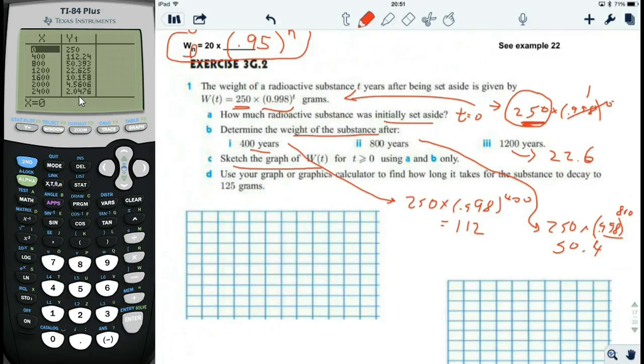Sketch the graph of W(t) for t greater than or equal to 0 using A and B only. Okay, so you only have a few points. Your points are (0, 250), (400, 112), (800, 50), and (1200, 22). So let's use this paper here and graph that out. So we got year 0. Let's see, I think we can put like 100 for each one. So 0, 100, 200, 300, 400, 500, 600, 700, 800, 900, 1,000, 1,100, 1,200.